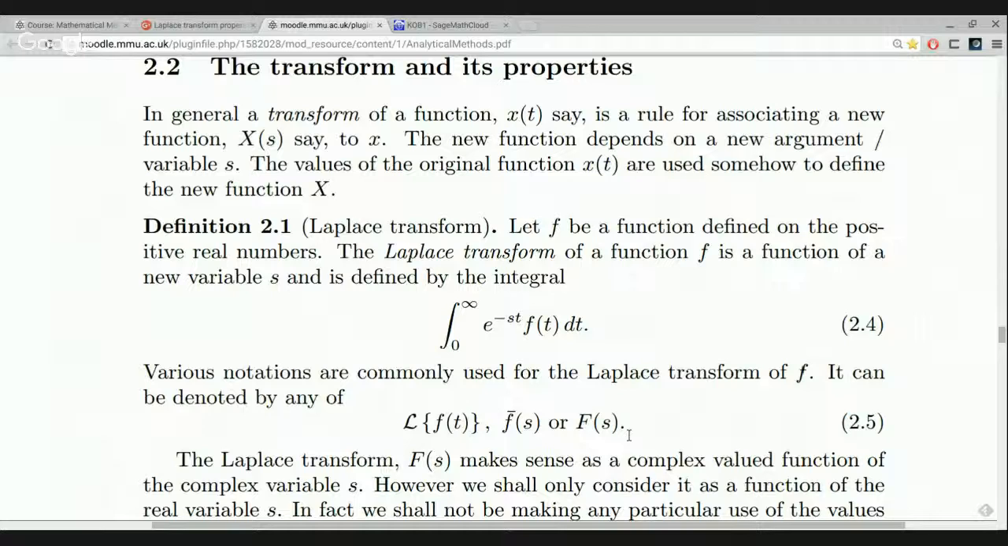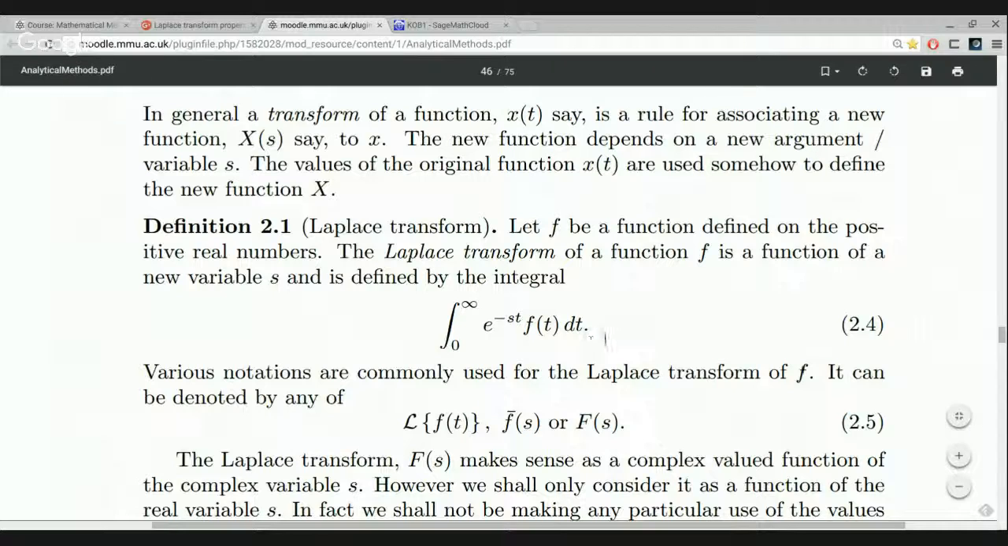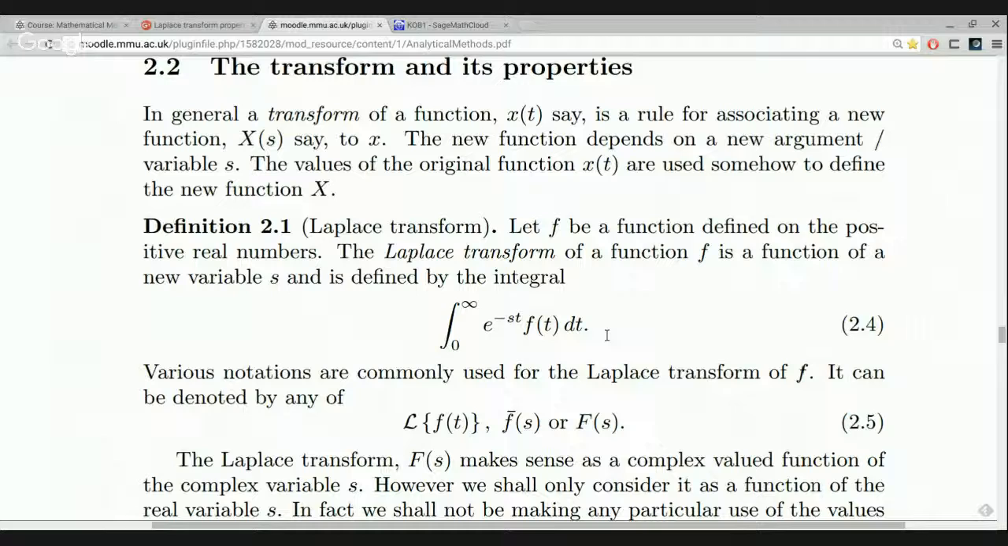You just have to be alive to the fact that there's no unique piece of notation used everywhere. Different sources, different places in my notes, and different books that you encounter will use various notations for the Laplace transform. But they're all referring to this integral transformation of the function f. This is going to be our main tool, our main device in solving the differential equations.